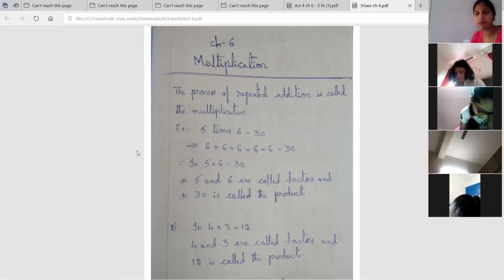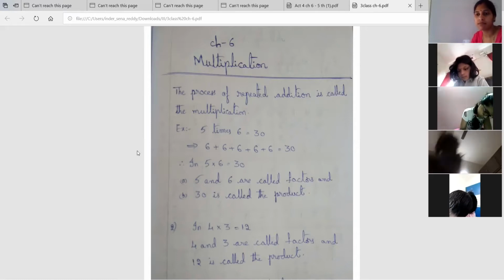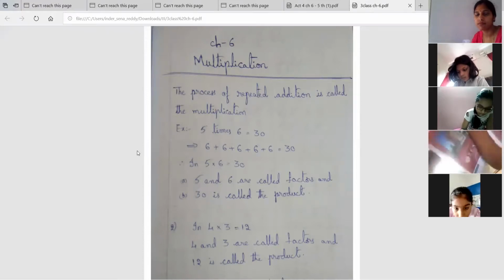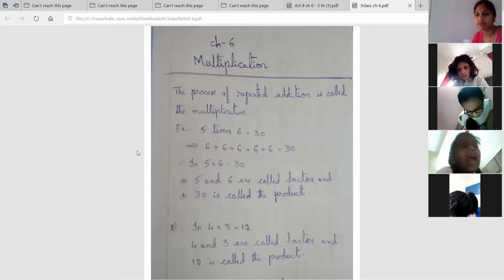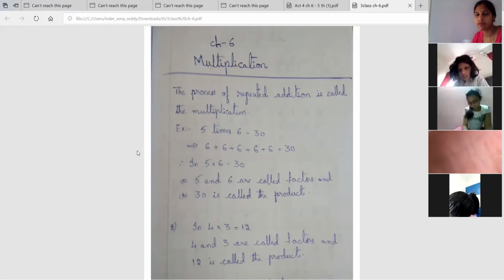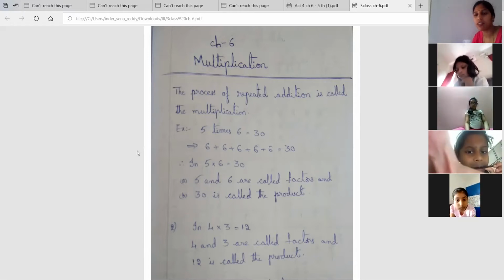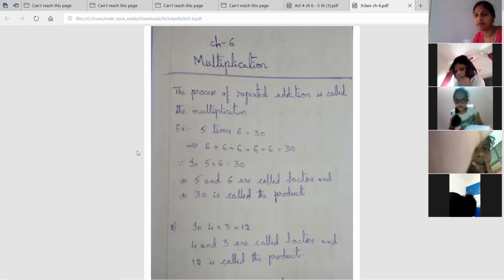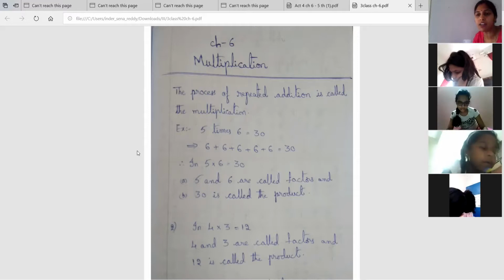Even in your index page, you wrote chapter 6, multiplication. Ma'am, I didn't write chapter 10. Why didn't you write then? Were you absent? Yes, ma'am. Then it is your duty. I have sent the notes on WhatsApp and I made you write it even in the study hour.